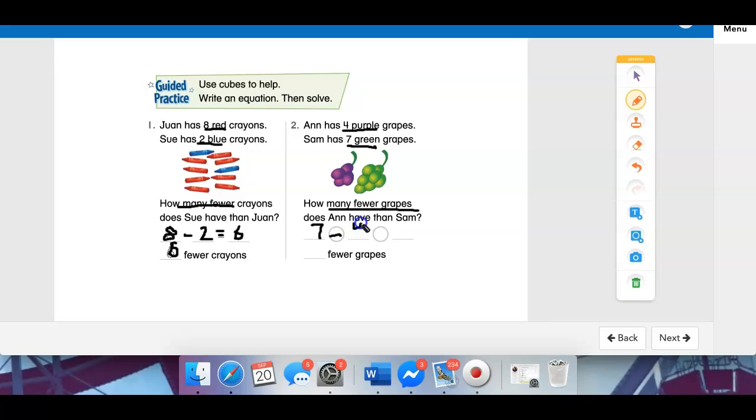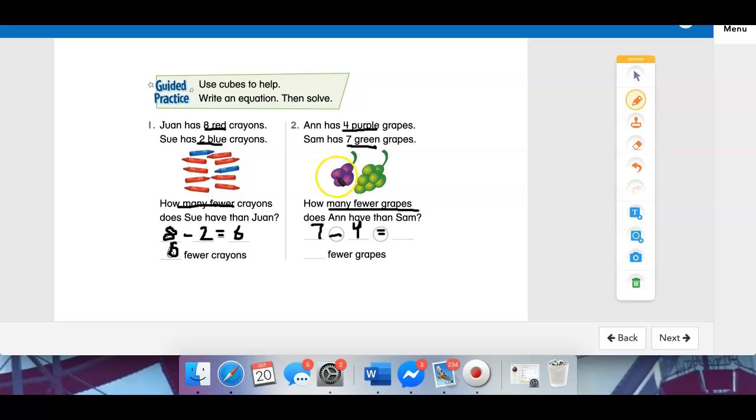Anne has 4. So 7 minus 4 would equal, well, let's see, I can hold up 7 fingers and put 4 of them down and figure it out that way. Or I can say, okay, I know 4 is smaller than 7, so Sam has more grapes. If I count, Anne has 1, 2, 3, 4 grapes. Sam has 1, 2, 3, 4, 5, 6, 7.